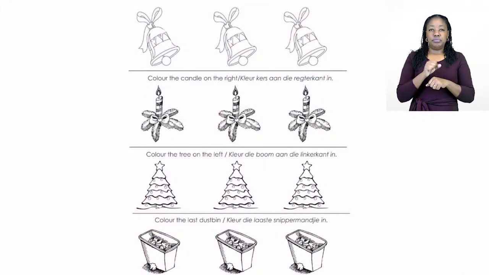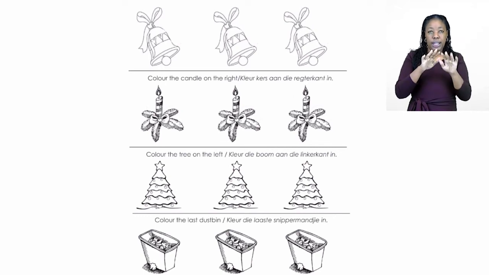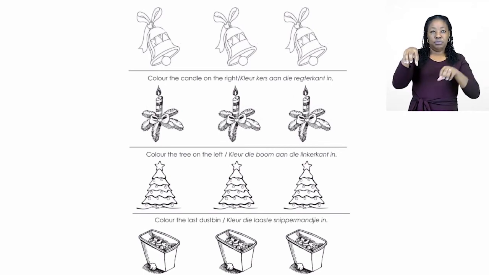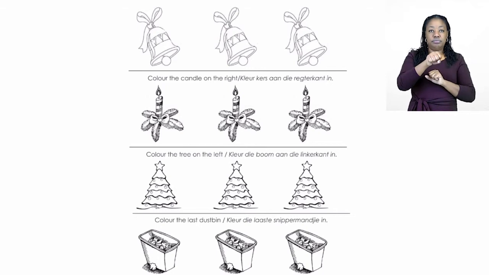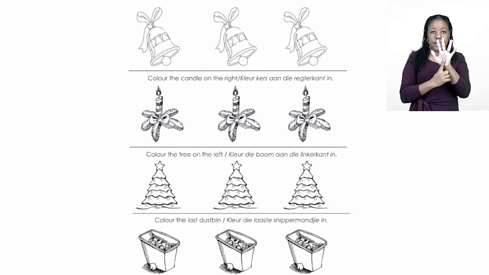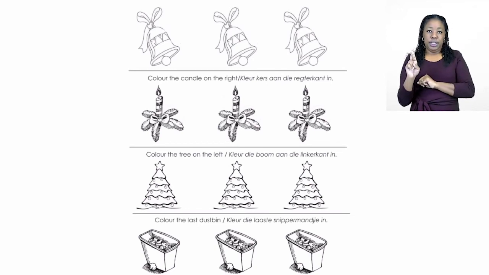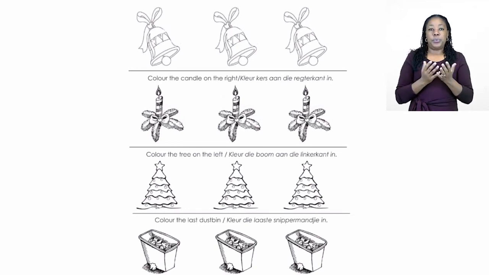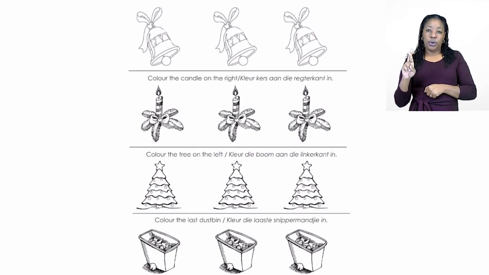The first one is asking you to color the bell in the middle. Now remember, the middle is the one that is in between 2 things. So you are going to color the bell in the middle. The next one is asking you to color the candle on the right. Remember, you can use your hands to help you remember which one is on the right or on the left. Make sure you are sure before you start coloring.